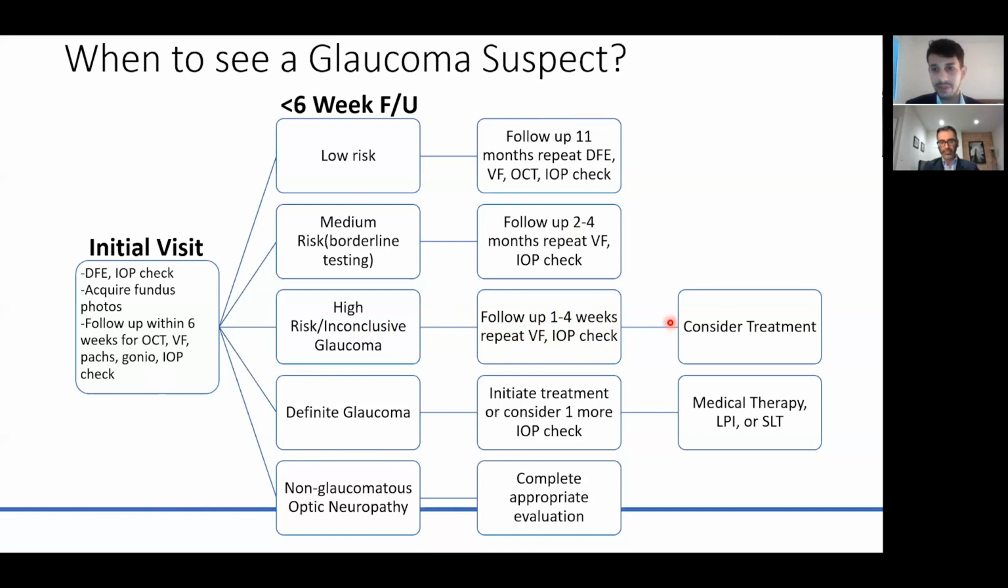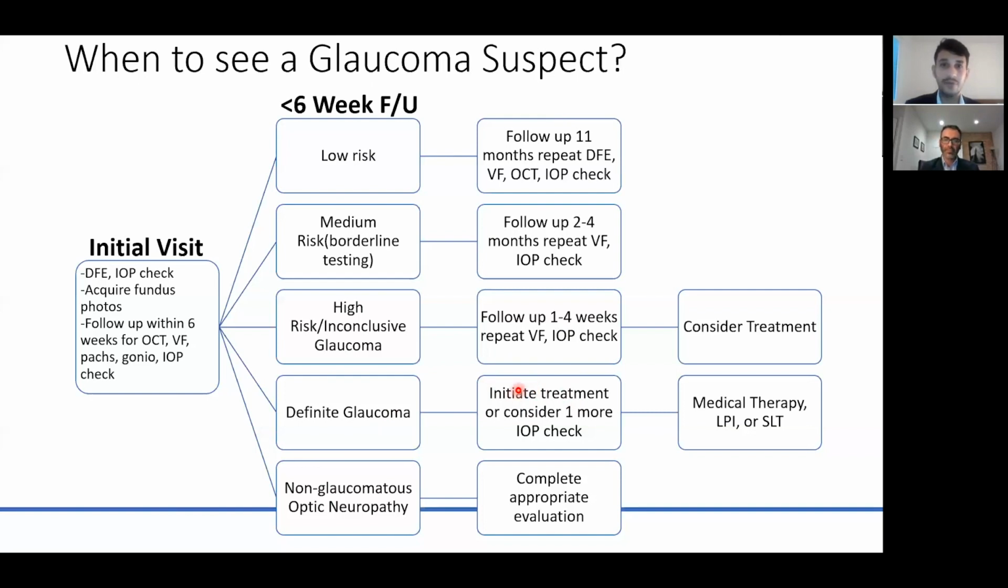At this point, I might start considering treatment. So especially patients like, let's say, a high myope, where the visual field might have some defects. The OCT, because of the anomalous nerve, might not be so reliable. So it might be hard to follow these patients. I might start on prophylactic treatment if their eye pressure is a little bit elevated, especially if they have a family history of blindness from glaucoma. The patients with definite glaucoma, you could initiate treatment on that second visit.